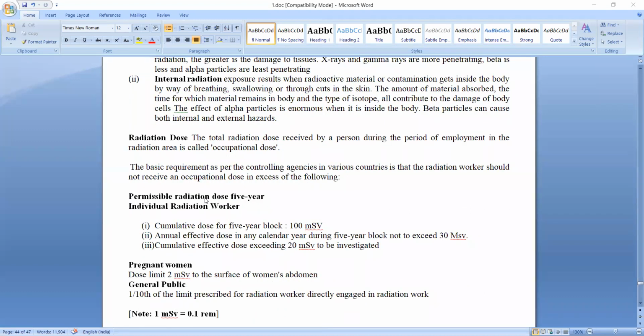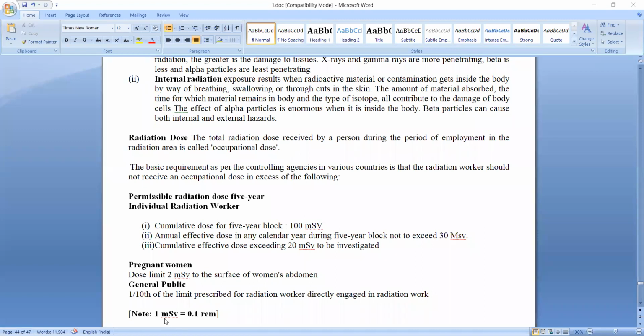Here we have some permissible limits for 5 years. For an individual radiation worker, suppose we are taking an individual radiation worker, the worker moving around the radiographic techniques, he has some limits. Cumulative dose for a 5 year block is how much? 100 mSv. Here mSv is the unit for measuring the exposure, meaning doses.